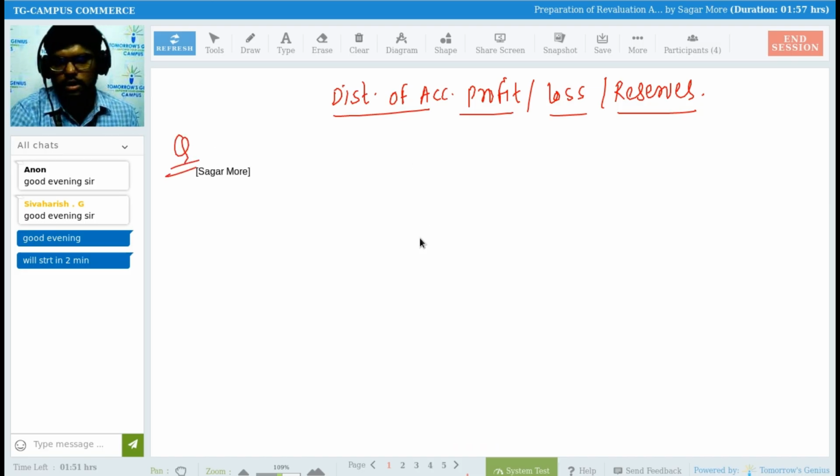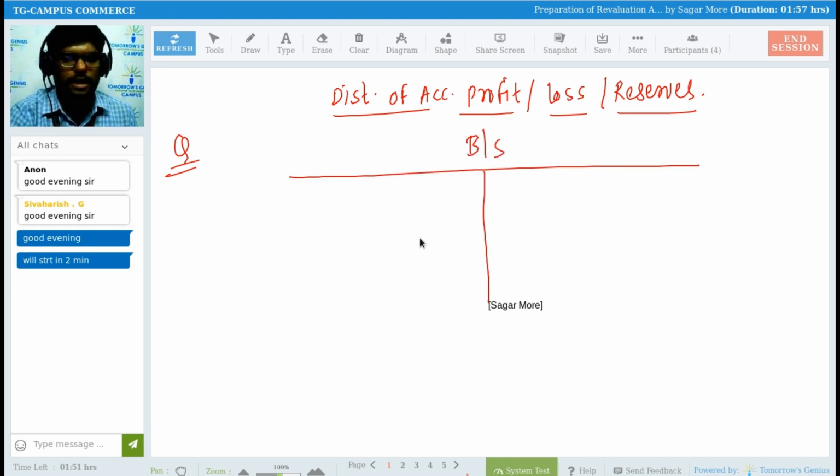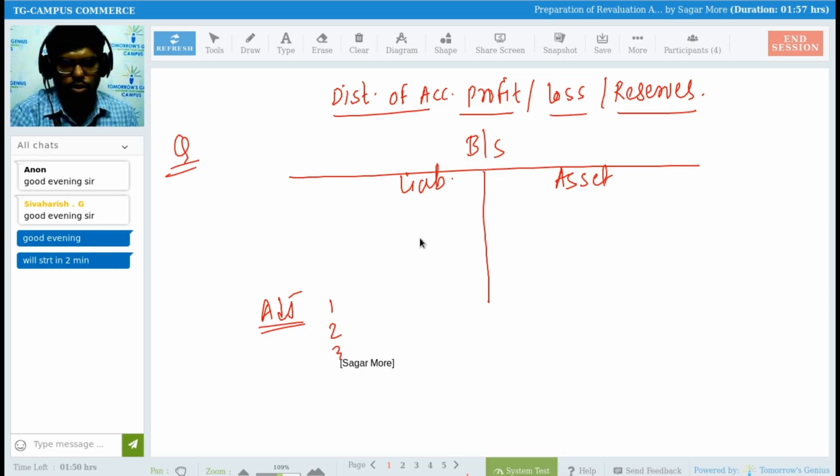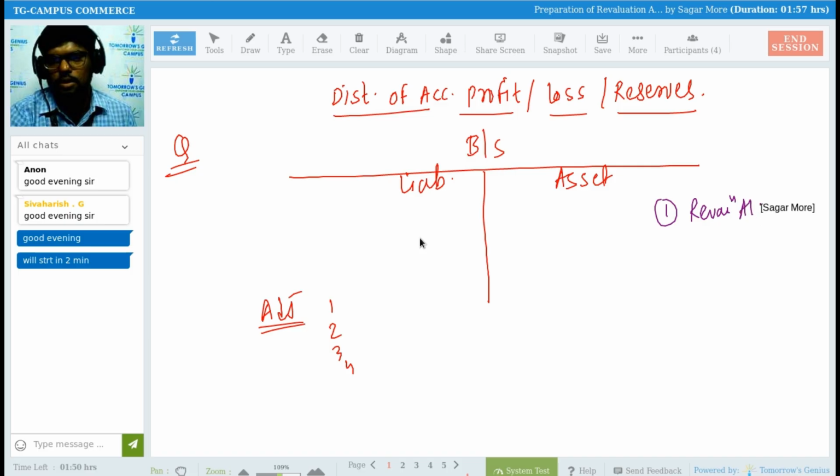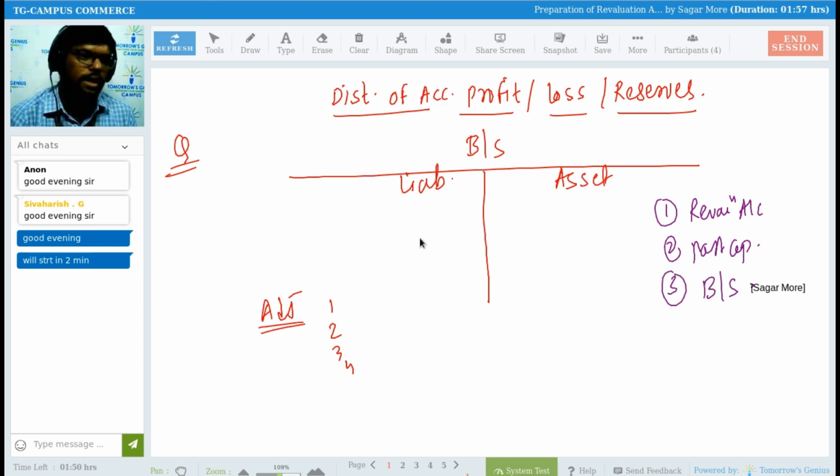See, the question will be like, they have given you the balance sheet before admission of a partner, whatever assets of the firm and whatever liabilities of the firm are provided to you, and below that adjustments are provided, right? Below that 1, 2, 3, 4 adjustments are provided, and they will ask you to solve this question. They can ask you to prepare a revaluation account, a partner capital account, and the balance sheet after admission of a partner, right? I am talking about a full length question, 6 mark question, right?